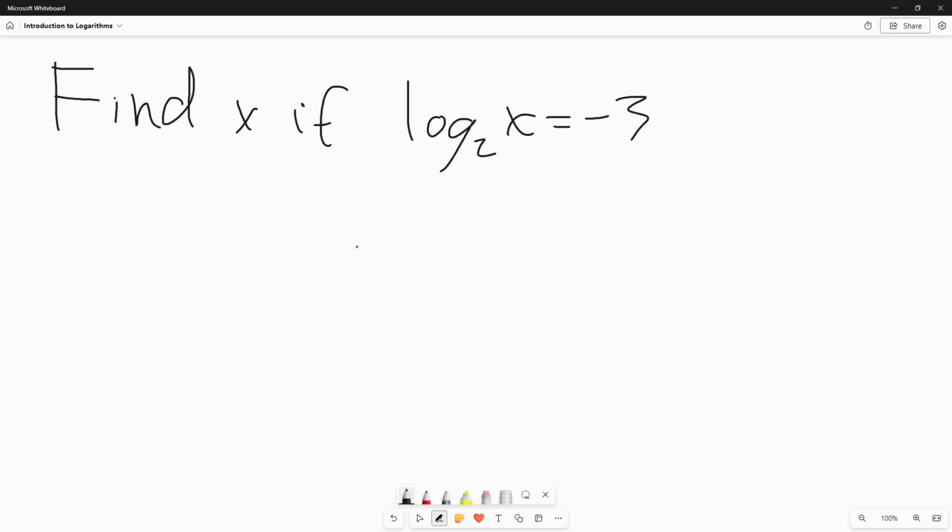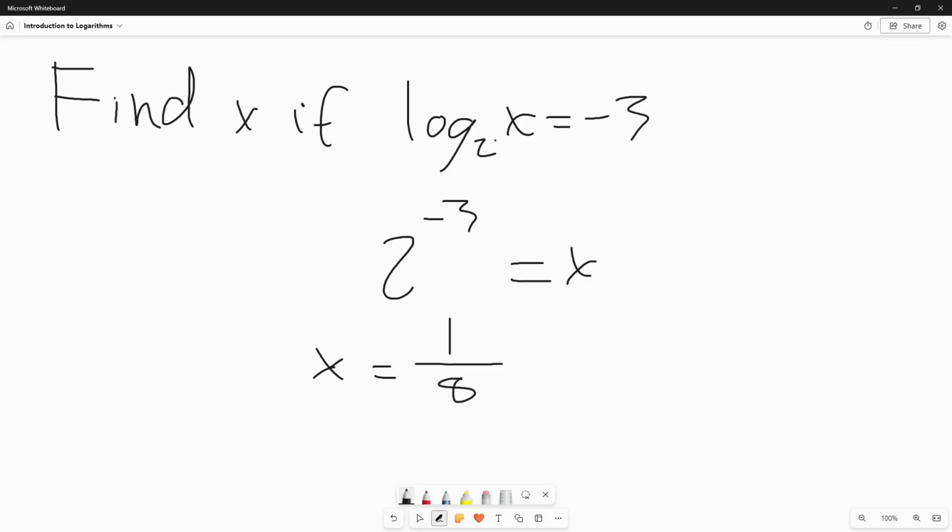This one says to find x if log base 2 of x is equal to -3. And this one may be a little confusing at first because how do you find x if it's inside the log? Well, as we discussed before, you can just turn this into 2 to the power of -3 is equal to x. As I said, don't be scared to turn a log into an exponent form. And 2 to the power of -3 is just 1 over 8. So x equals 1 over 8.